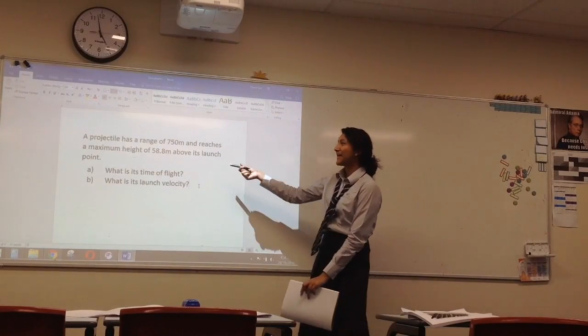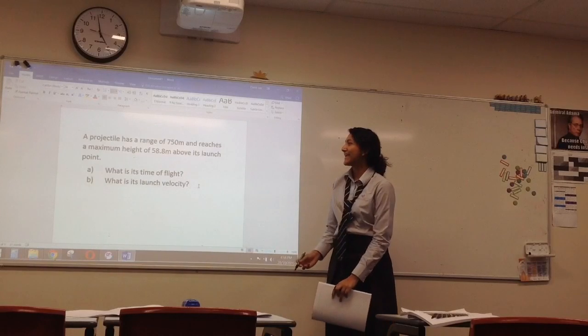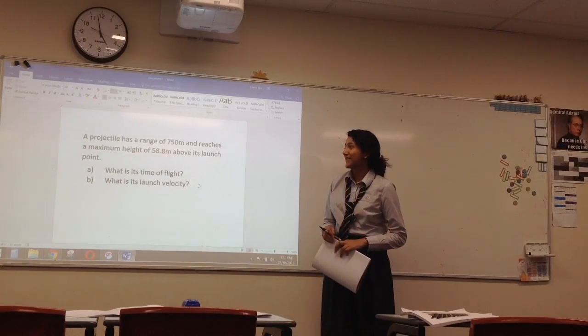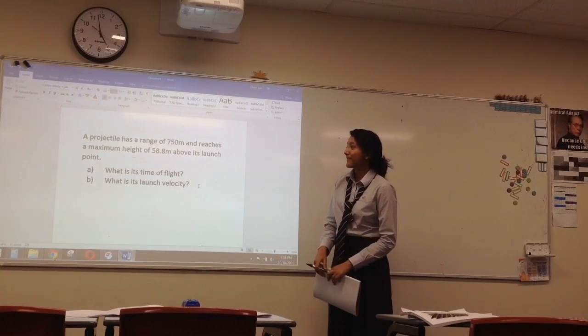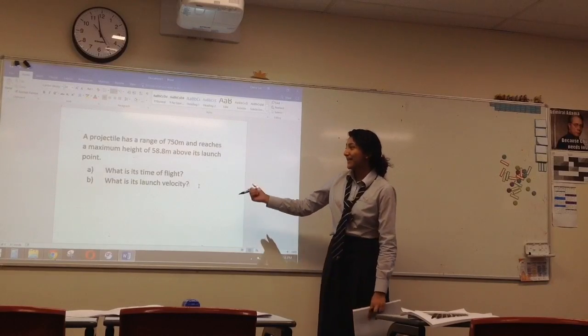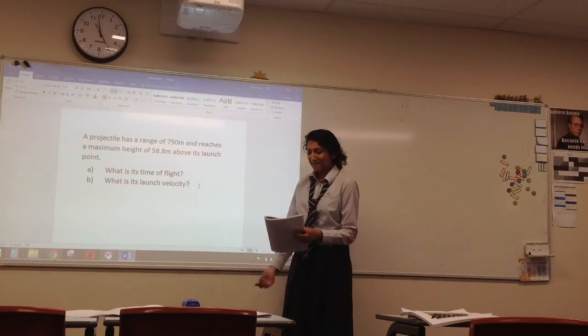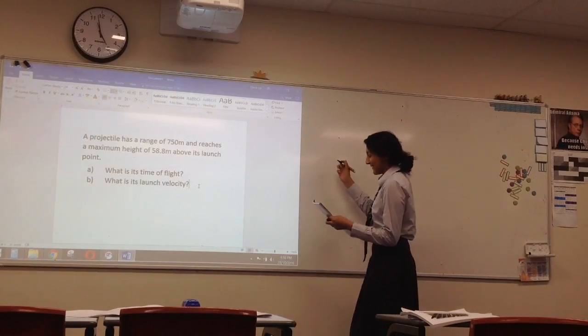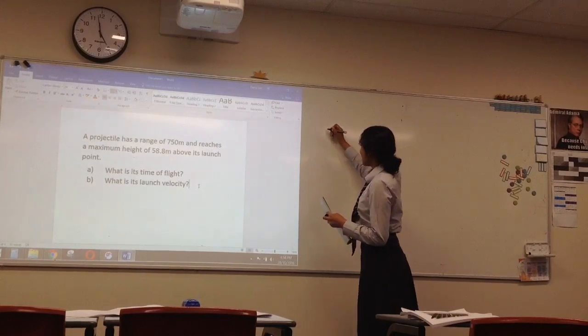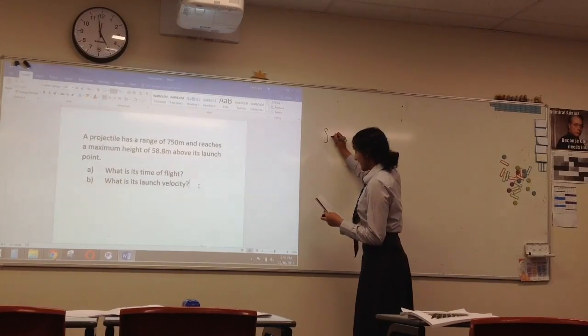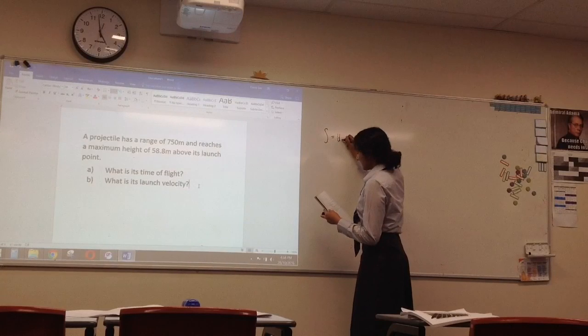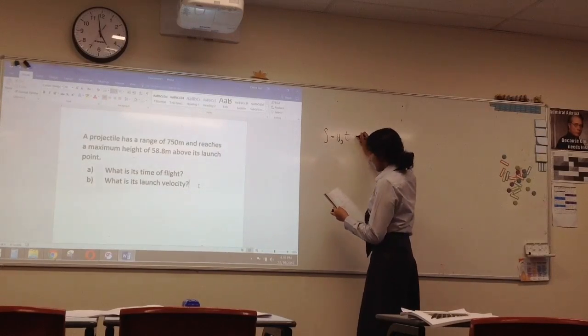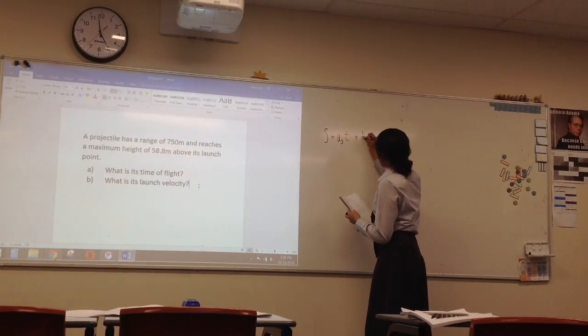A projectile has a range of 750 meters and reaches a maximum height of 58.8 meters above its launch point. Part A is, what is its time of flight? Well, for this we can easily use S equals ut plus half at squared.